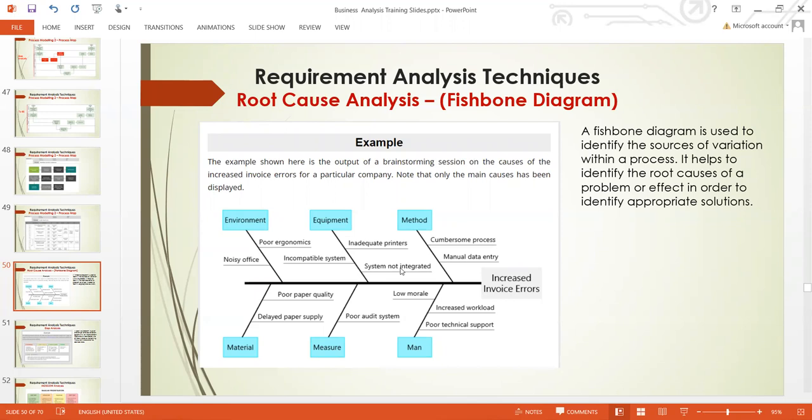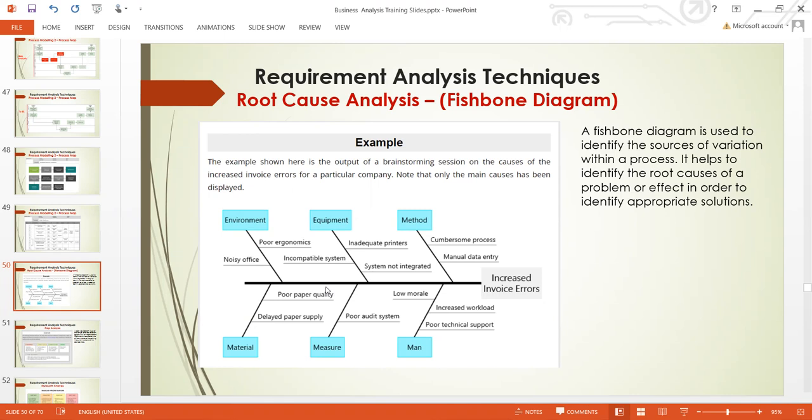Then let's look at the materials. Here they have poor paper quality and delayed paper supply. They don't have enough paper. It comes early, it comes late, and even when they deliver, the paper quality is poor. So during printing, it doesn't print well. To make sure such things don't happen, they must have delivery on time and use the appropriate size of paper. If they mean to use A4, they must use A4, not any other size or quality of paper.